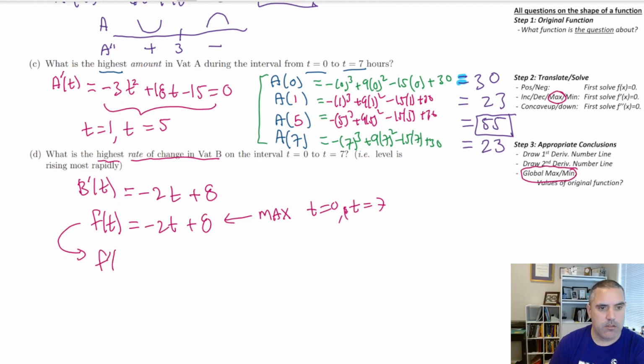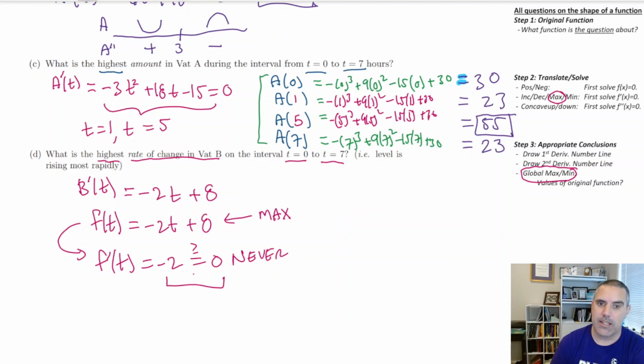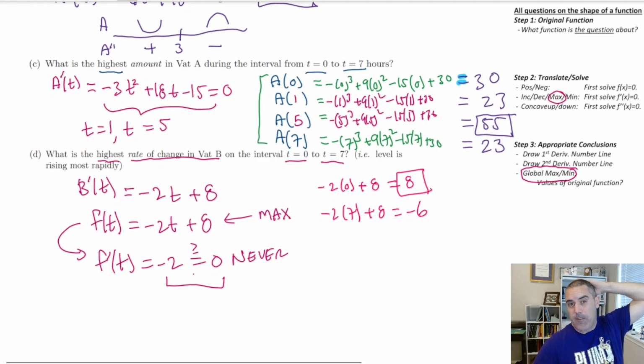Now in this case, when you take the derivative of this, it's never 0. And so this question, we're almost done. Do you know how to finish? We know we need to plug the endpoints into whatever the question is about. And then we need to take whatever we got from this and also plug it in. So we need negative 2 times 0 plus 8, which is 8. We need negative 2 times 7 plus 8, which is negative 6. So the answer is 8. That's the biggest of those.